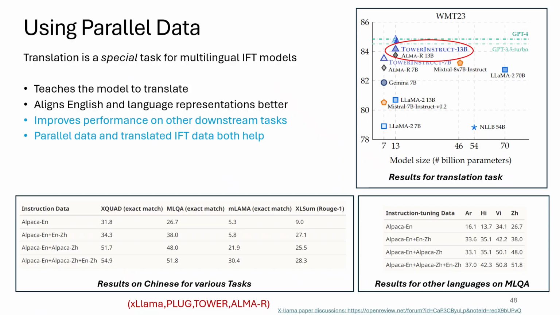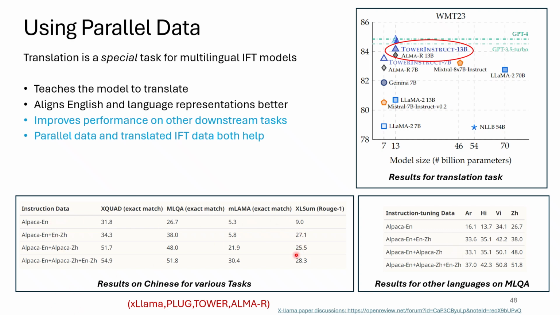We can also use parallel data, parallel corpora, for instruction fine tuning. So here we define translation as a task for the model. Translation is a special task because it teaches the model to translate, which is an important cross-lingual task, but it also helps to align English and language representations better. And there is some work to show that if you use translation as an IFT task, it has benefits for other downstream tasks also.